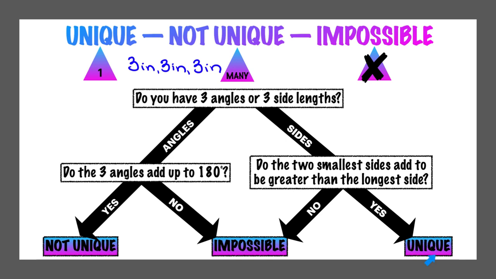Who texted me? Does unique mean one triangle or many triangles? Unique? One triangle. All right.